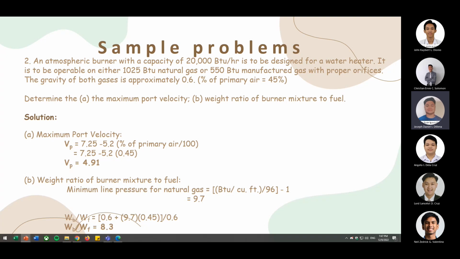Now for letter B, the weight ratio of burner mixture to fuel, we first have to determine the theoretical cubic feet of air over cubic feet of gas, which is equal to BTU over cubic feet divided by 96 minus 1, which is 9.7. Now, for the weight ratio, we multiply: the gravity of the gases, 0.6, plus 9.7 multiplied by 0.45, over the gravity of the fuel, 0.6, which is equal to 8.3.